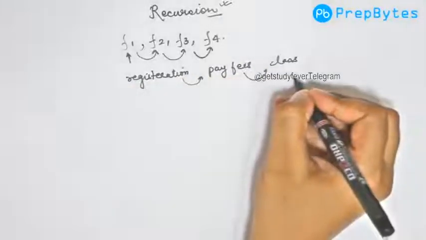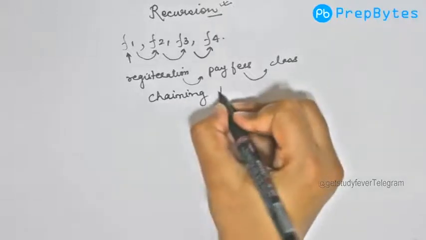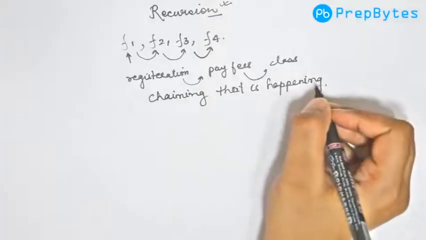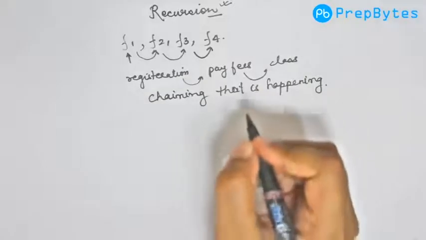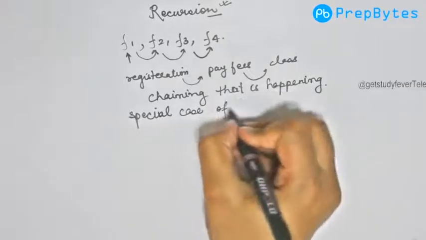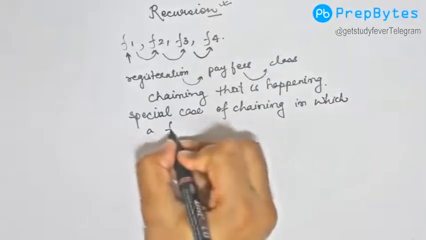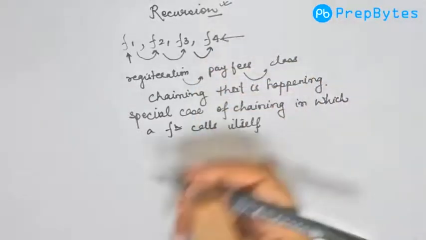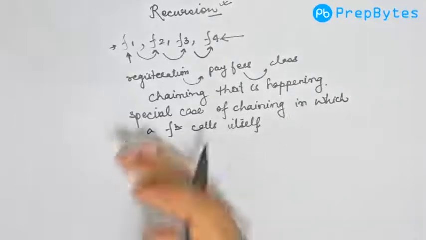So this is a kind of chaining that is occurring between the functions. One function is calling another function. When one function calls another function, which in turn calls another function, a process of chaining occurs. What happens in recursion is a special case of chaining in which a function calls itself. So we had 4 functions here, but in case of recursion, we'll have only one function f1, and f1 will keep on calling itself.